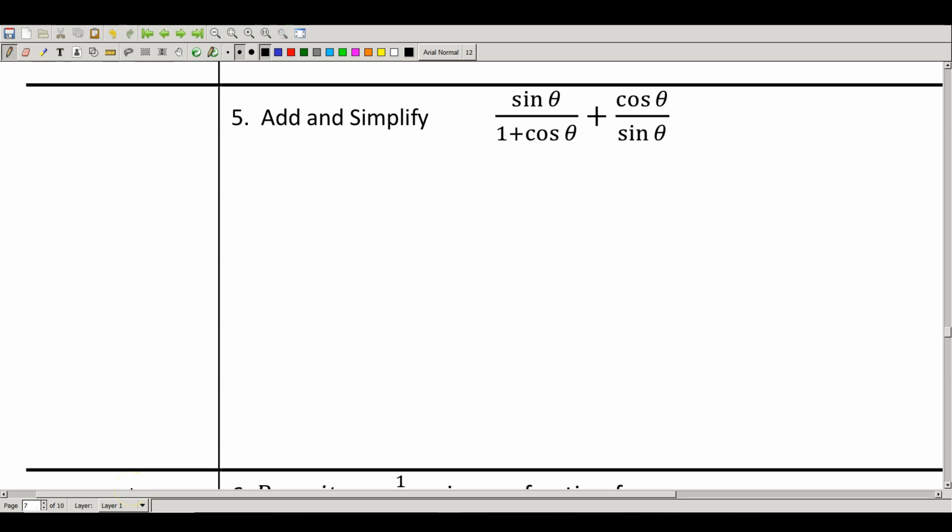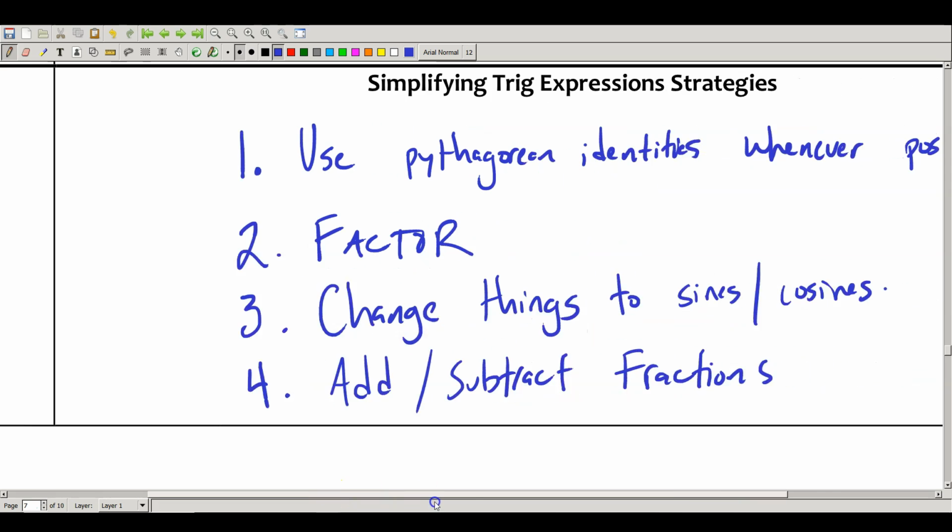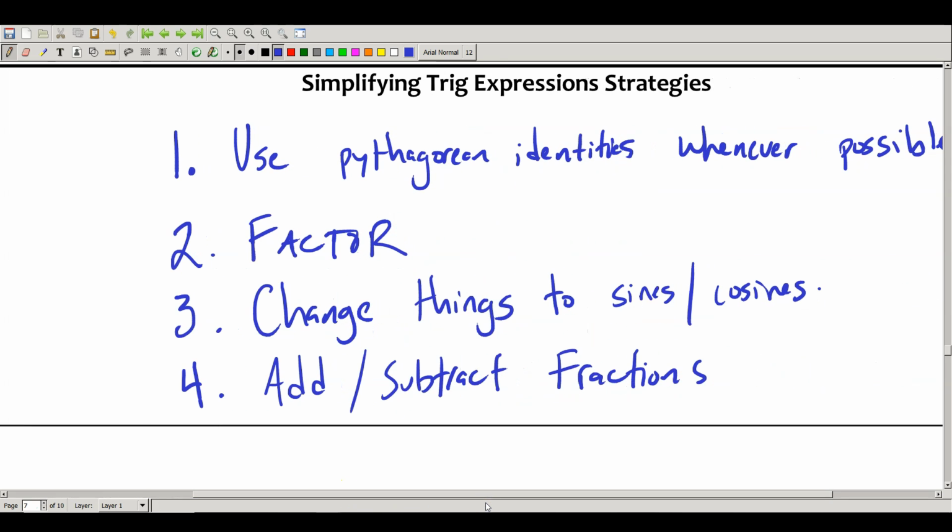All right, in this next example, we're going to add and simplify. In that last problem, we had to combine fractions, and this is very much the same thing. So again, what is our menu of things? What are the strategies that we've written down so far to do trig expressions and trig identities? Use Pythagorean identities, we can factor, we can change things to sines and cosines, we can add and subtract fractions or combine fractions.